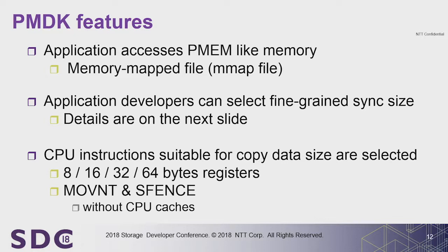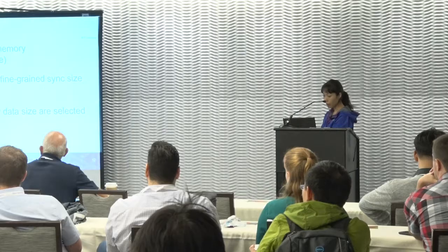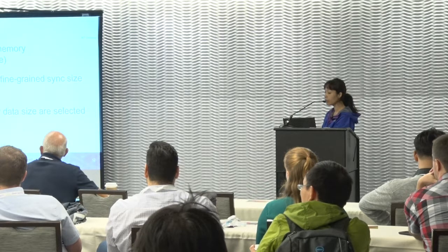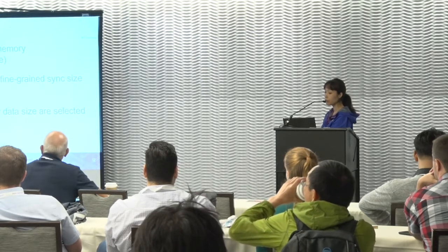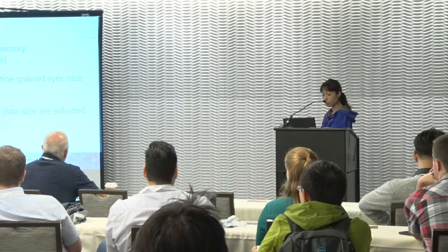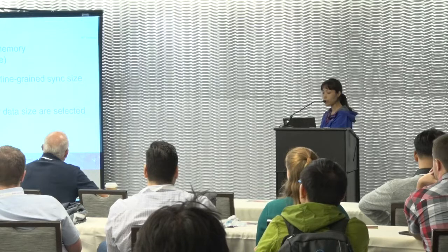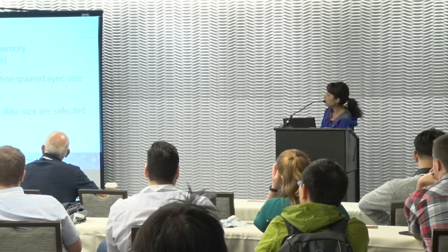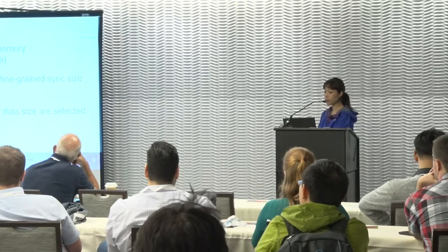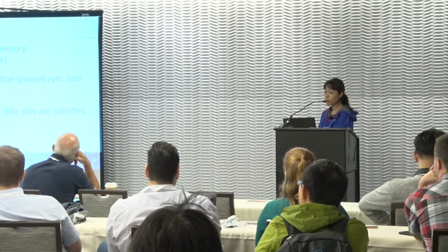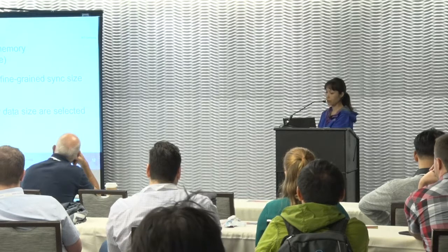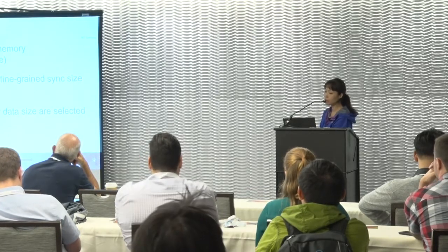For example, when the CPU or the server supports SSE2, data is copied with 16-byte registers as possible. When the CPU or the server supports AVX, data is copied with 32-byte registers as possible. And if a recent CPU is working on the server, data is copied with 64-byte registers as possible. Furthermore, CPU instructions movnt and sfence store data to memory without CPU cache.